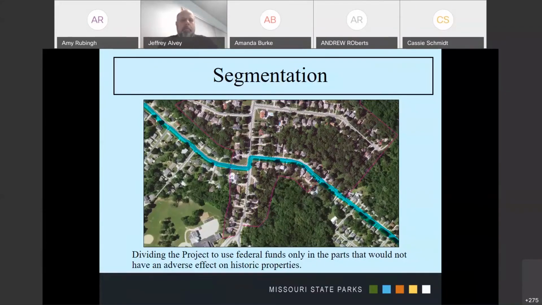okay, we're just going to spend federal funds on the parts of the road that do not go through this historic district, and we're going to spend some other kind of funds, funds with no federal connections, to undertake the project that's going through the historic district. That would be an example of segmentation, and it's the sort of thing you cannot do. An undertaking is an undertaking, and if there are federal dollars associated with it, then it is a Section 106 undertaking, and you have to consider the project in whole. You can't segment it in this way.